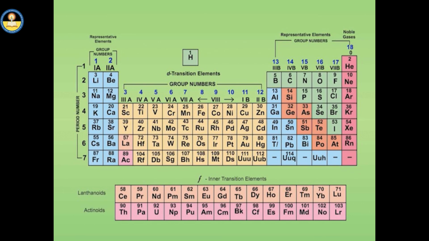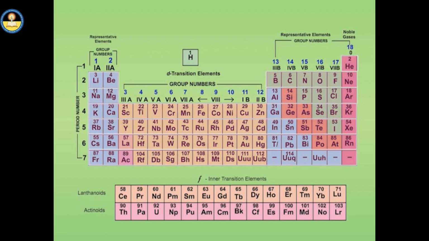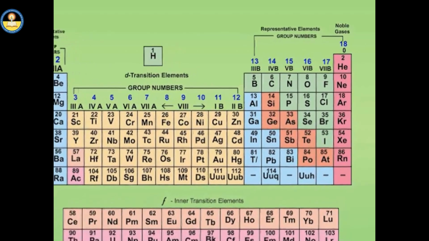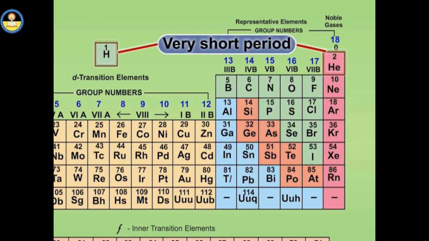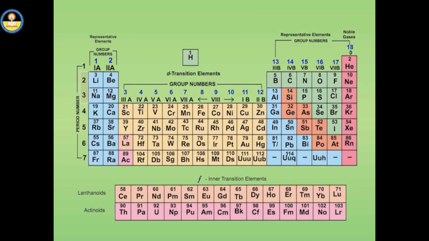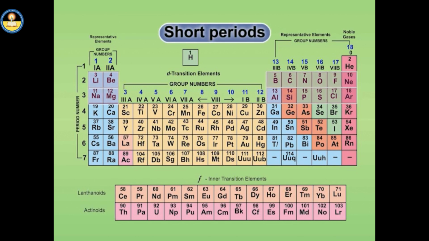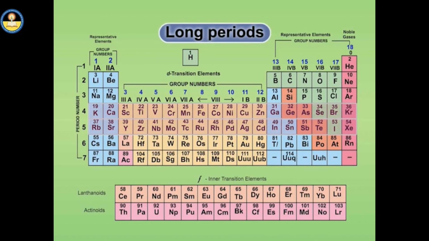The long form of the periodic table consists of 7 periods. In a period, the elements are placed with consecutive atomic numbers irrespective of the length of the period. The first period has 2 elements, hydrogen and helium. It is known as the very short period. The second and third periods have 8 elements each. These are known as short periods. The fourth and fifth periods have 18 elements each. These are known as long periods.